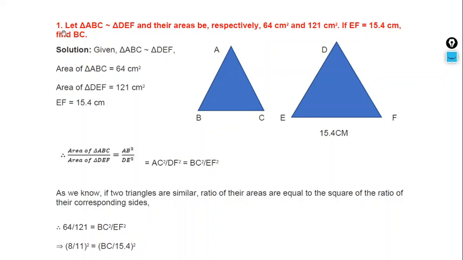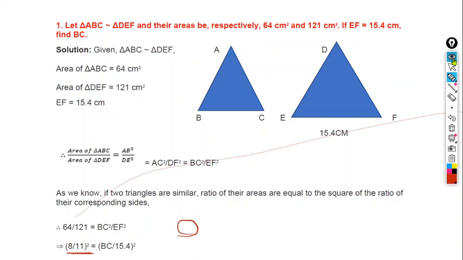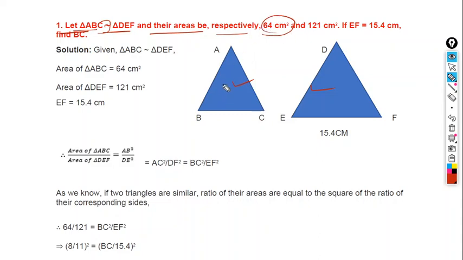So now we are going to discuss question number 1 of exercise 6.4. So let's start. Let triangle ABC and triangle DEF be similar, that is, triangle ABC is similar to triangle DEF. These two triangles are similar and their areas are respectively 64 cm square and 121 cm square. If EF equals 15.4 cm, find BC. So you have to find the length of BC.